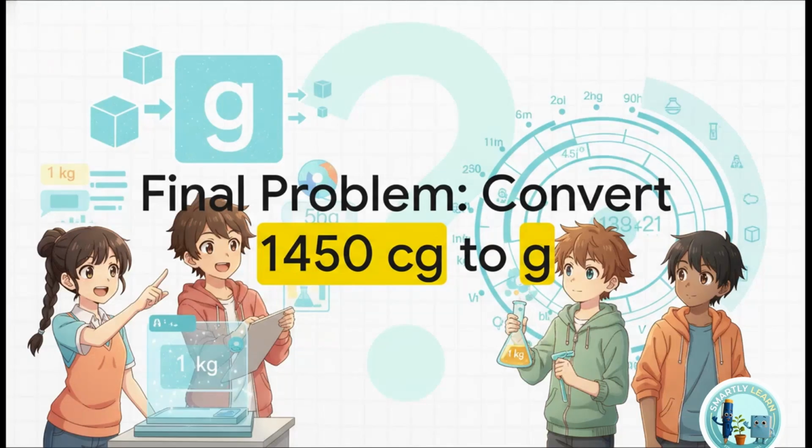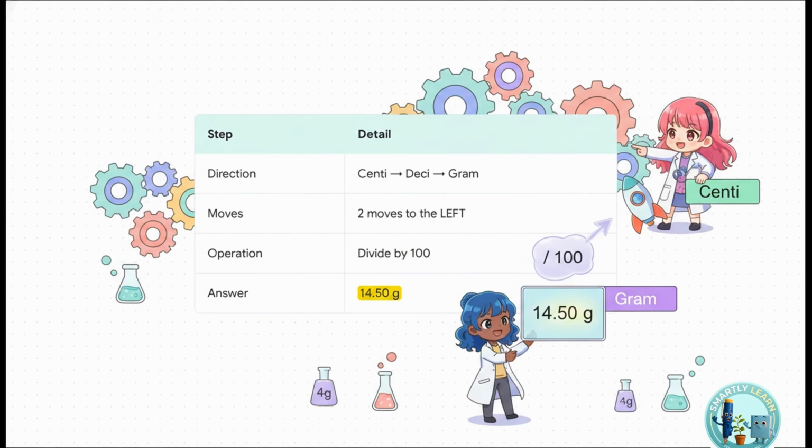Okay, one last one, just to make sure this is totally locked in your brain. Let's convert 1,450 centigrams back to our good old base unit, grams. You got this. All right, we're at centi for centigrams. We want to get to our base unit, grams. So that's 2 hops to the left. 2 moves left means we divide by 100. So 1,450 divided by 100 is 14.5 grams. See, you're a total pro at this now.